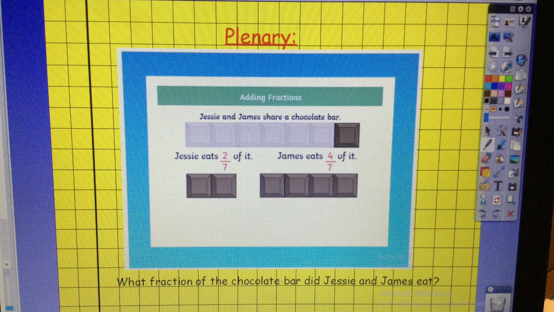And here is your plenary question for today. Jessie and James share a chocolate bar. Jessie eats 2/7 of it. James eats 4/7 of it. What fraction of the chocolate bar did Jessie and James eat?